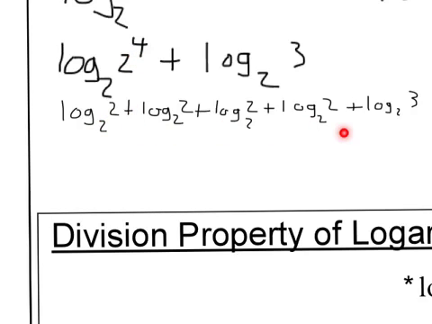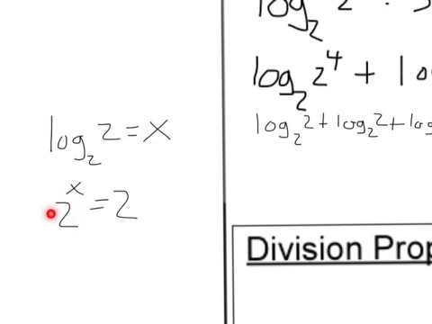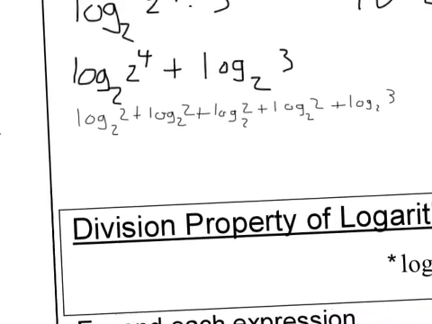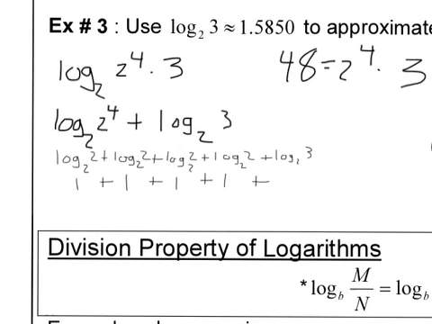Okay, so what is log base 2 of 2? Well, okay, let's just think about that. Anytime you have a base with the same number inside the log, what does that mean? Well, let's rewrite it in exponential form. This would mean 2 to the power of x equals 2. So what power do you raise 2 to get 2? Well, 1. 2 to the power of 1 equals 2. So that means that this whole thing just equals 1, which means that all of these just equal 1. So really you just have 1 plus 1 plus 1 plus 1 plus 1.5850.